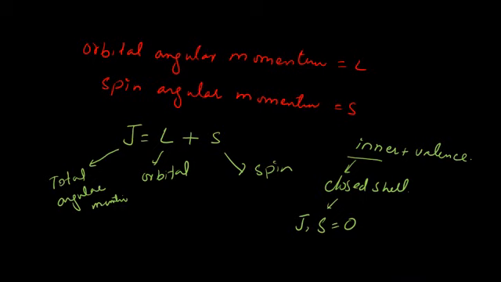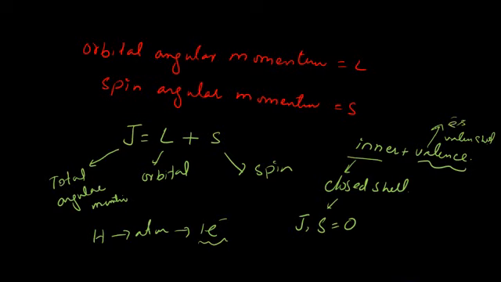So the total angular momentum of the atom is only due to the electrons in the valence shell. Only the valence shell electrons contribute to the total angular momentum of an atom, except for the hydrogen atom. In hydrogen we have only one electron, so its angular momentum is due to that one electron.